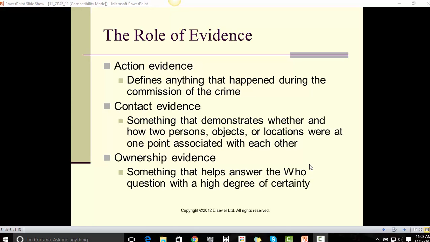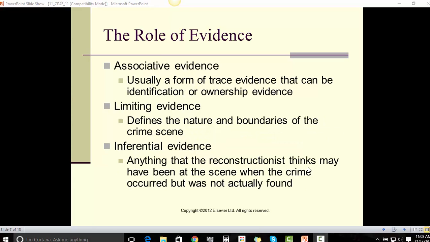Contact evidence: something that demonstrates whether and how two persons, objects, or locations were at one point associated with each other. Ownership evidence: something that helps answer the who question with a high degree of certainty. Associative evidence: usually a form of trace evidence that can be identification of ownership evidence. Limiting evidence defines the nature and boundaries of the crime scene.